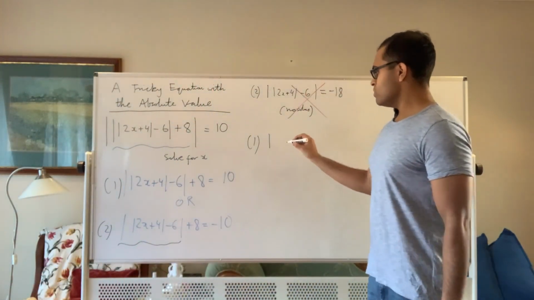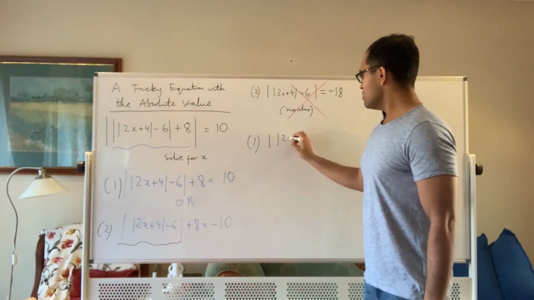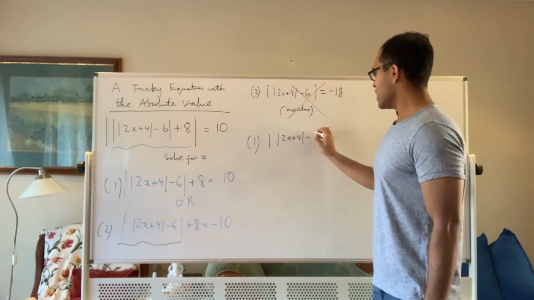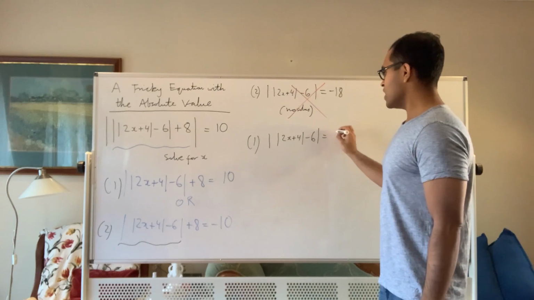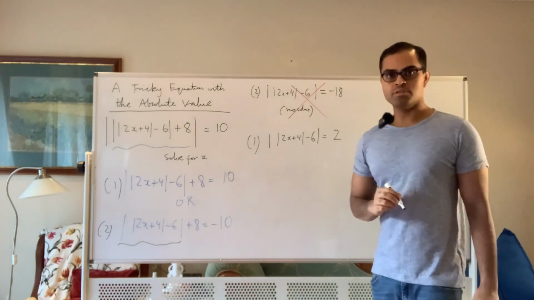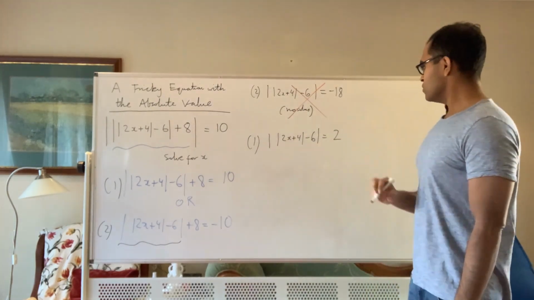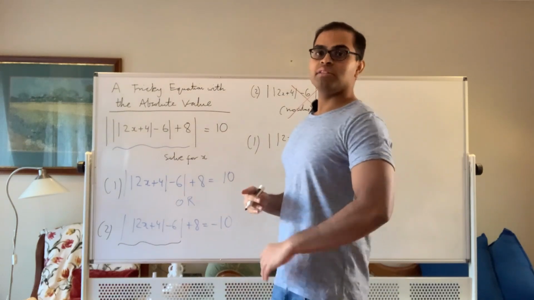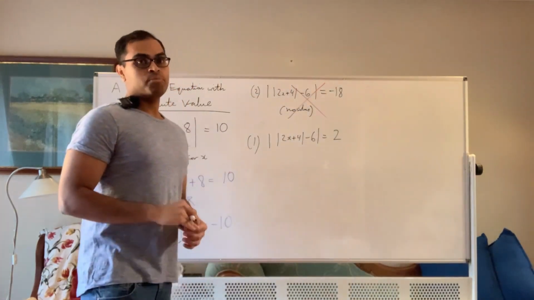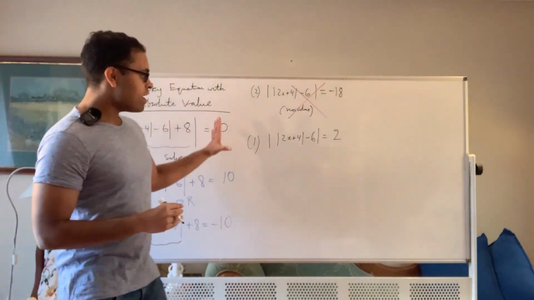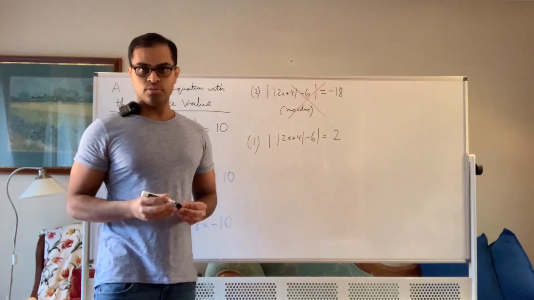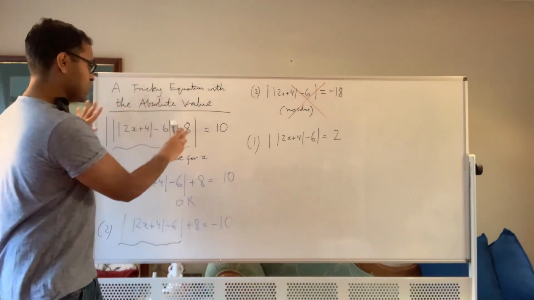So equation 1 is going to be the absolute value of 2x plus 4 minus 6 is equal to 10 minus 8, which is 2. So we subtract 8 from both sides, and we're getting 2. Now we go back to the same principle: the absolute value of something is equal to 2. So now I've gone through the key steps.